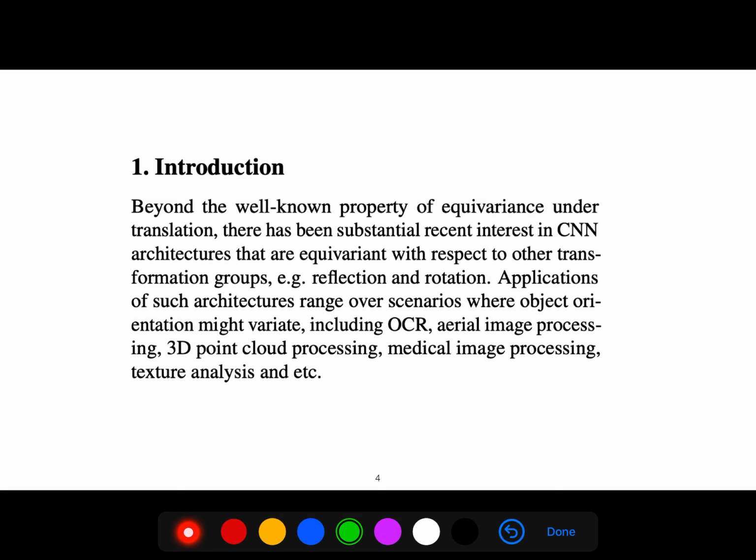Beyond the well-known property of equivariance under translation, there has been substantial recent interest in CNN architectures that are equivariant with respect to other transformation groups, such as reflection and rotation. Applications of such architectures range over scenarios where object orientation might vary, including OCR, aerial image processing, 3D point cloud processing, and medical image processing. For example, the PointNet architecture solves this problem of 3D point cloud processing.